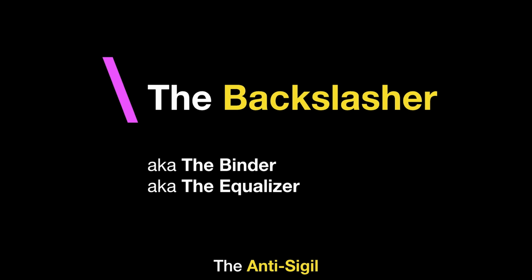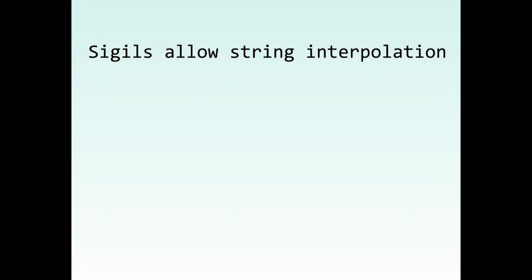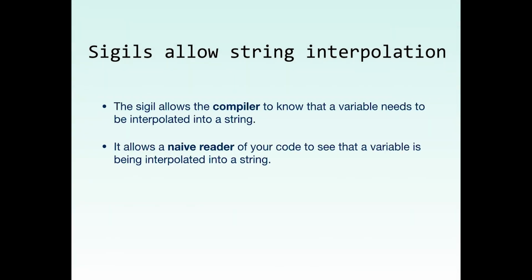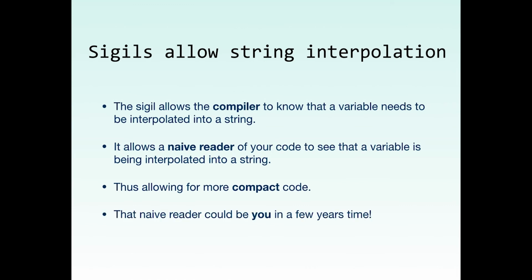So getting back to sigils. Sigils allow for string interpolation of objects into your string. It also allows the naive reader of your code to see that a variable is actually being interpolated and it's not something else. And so it actually allows you for more compact code, and it would help you maybe in a few years' time when you're actually trying to read that code again.